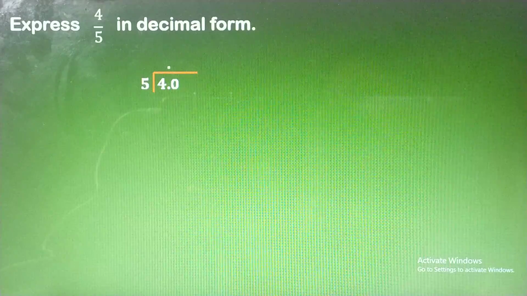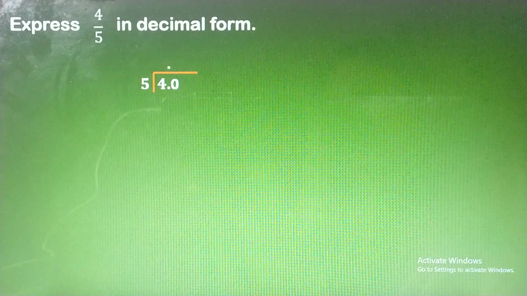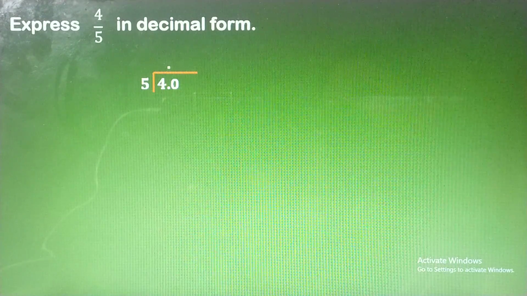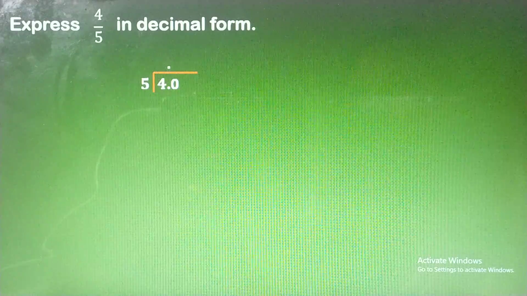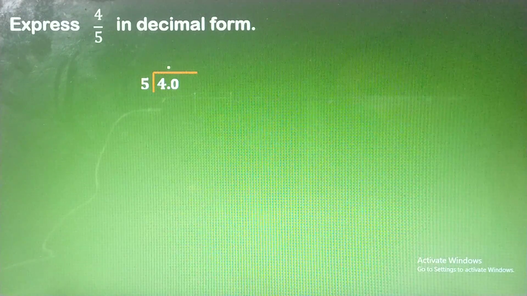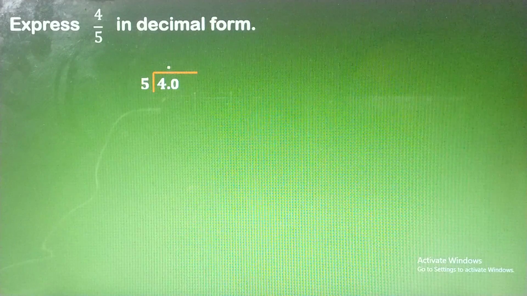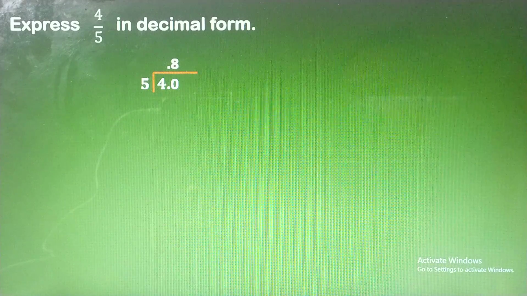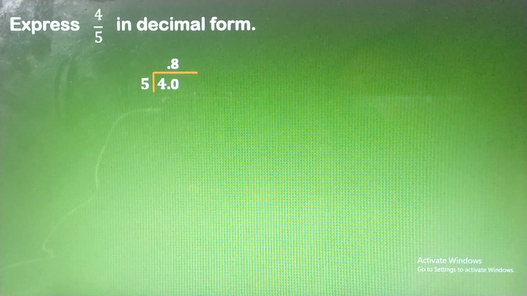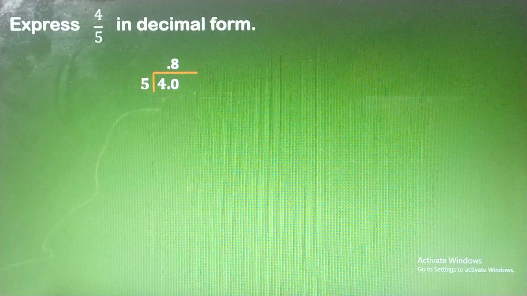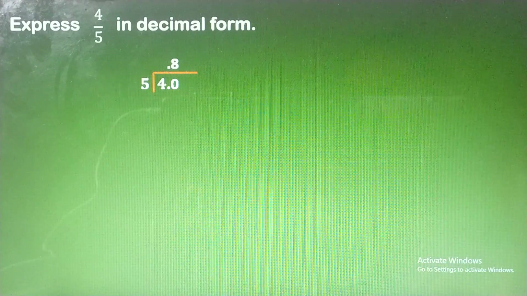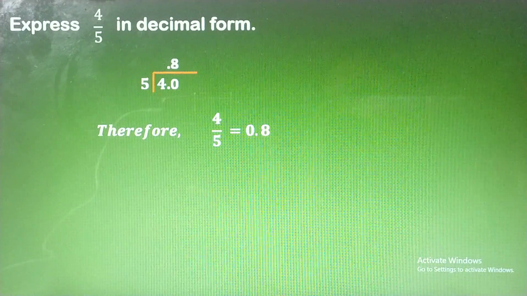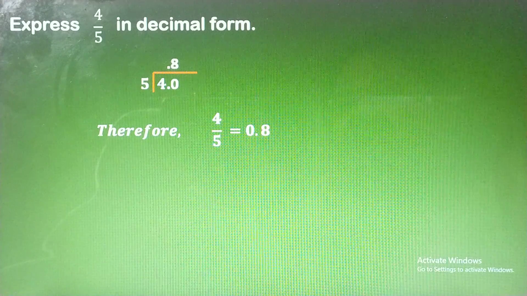Every time na mag-a-add tayo ng 0, dahil hindi enough yung number na nasa loob, once na naglagay ka ng decimal point, same din yon dun sa nasa taas, katapat lang niya. Dahil nag-add na nga tayo ng 0, magiging 40 divided by 5. So, how many 5 are there in 40? Okay, very good. That is 8. Yung 8, ilalagay mo na siya after ng decimal point. So, 40 divided by 5 is equivalent to 8. Therefore, 4/5 is equal to 0.8.